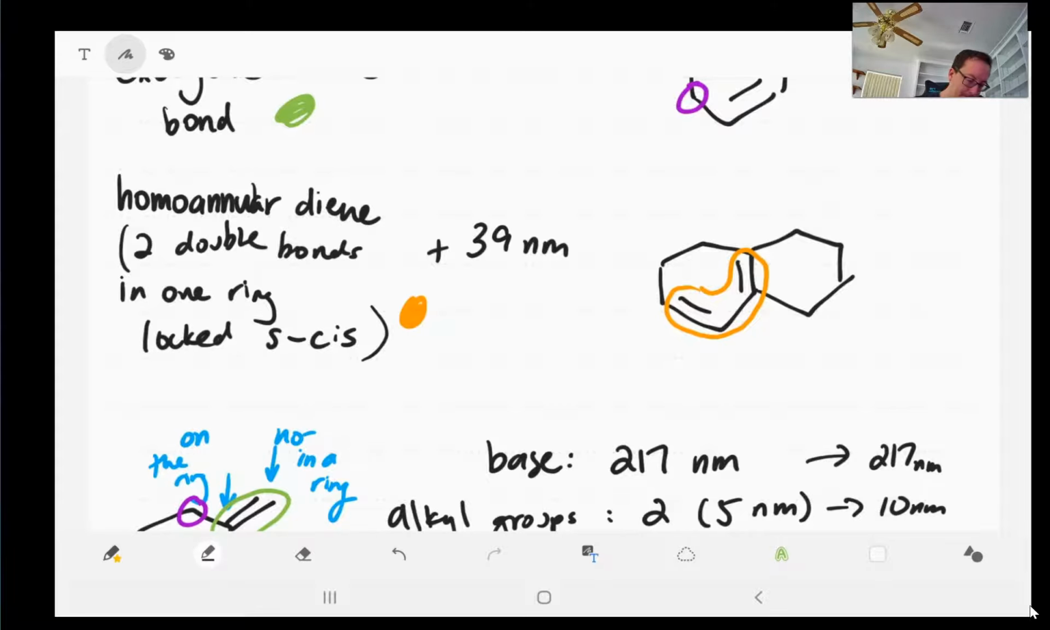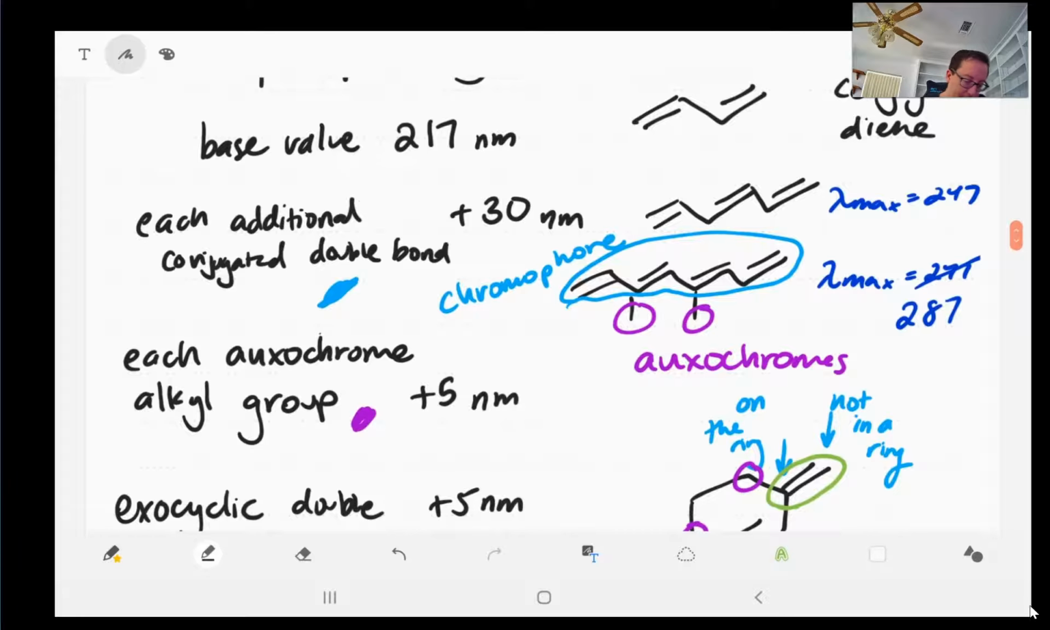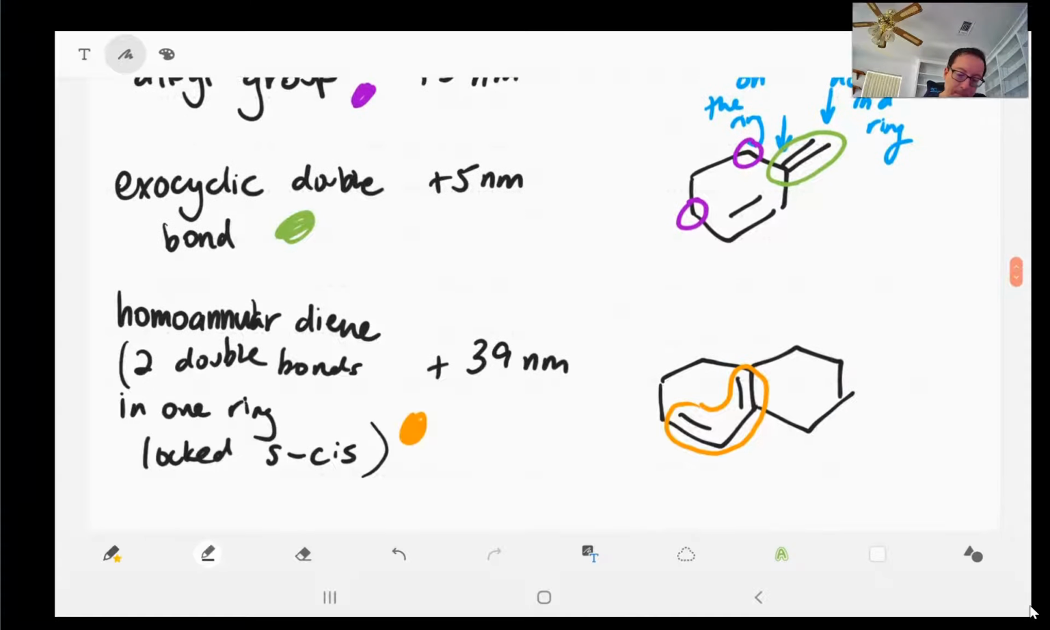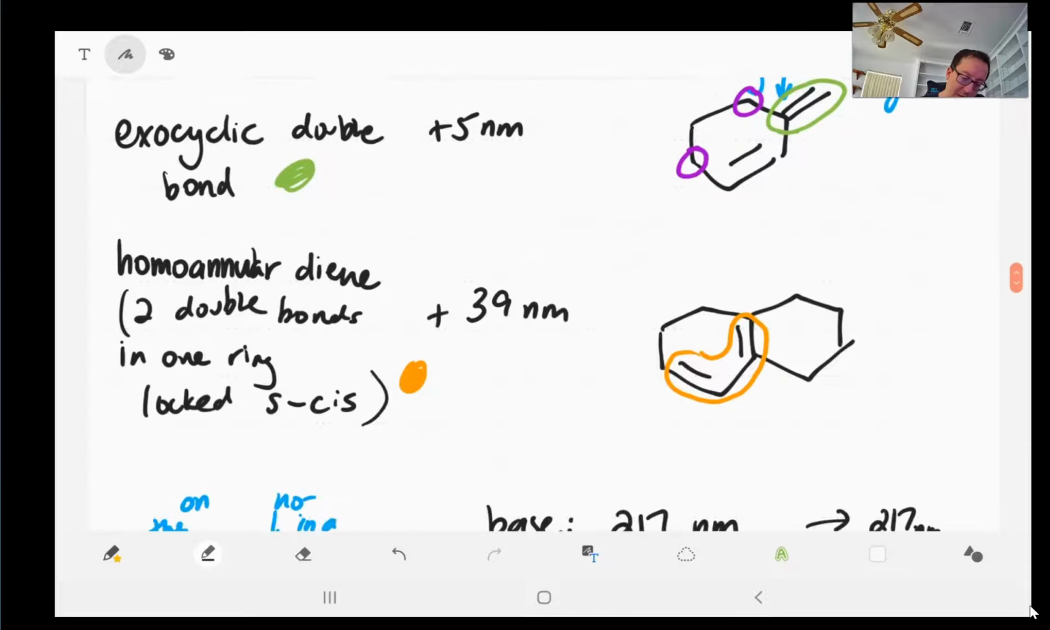So, cool. Let's go ahead and try and figure out lambda max for this guy. So, we've already got our base value. Next, we want to look, do we have additional conjugation on this? Nope, we just have the two double bonds, so no more conjugation. Let's look at oxochromes. Do we have other alkyl groups that are sticking on this molecule? We do.